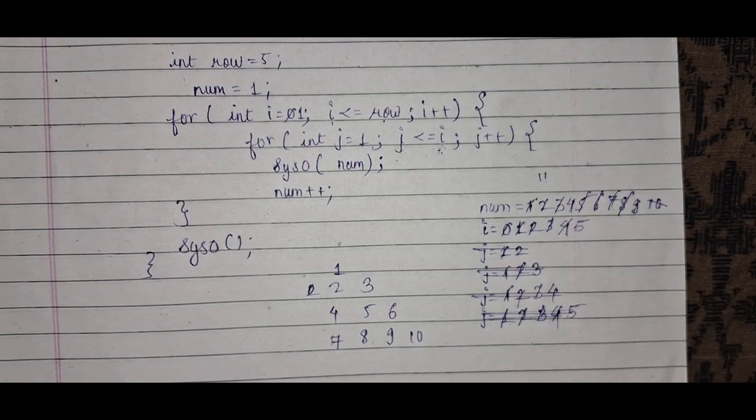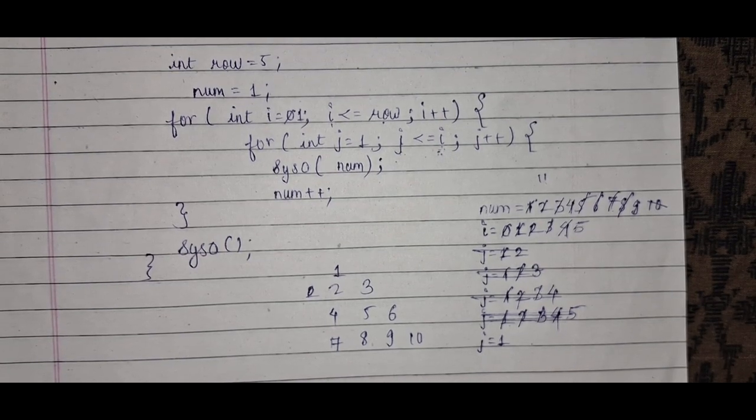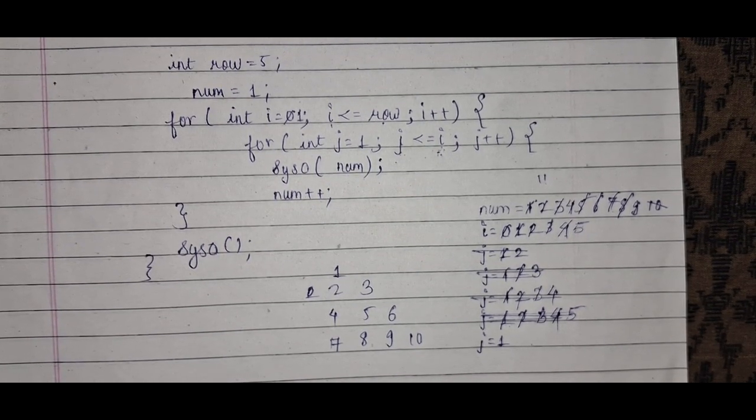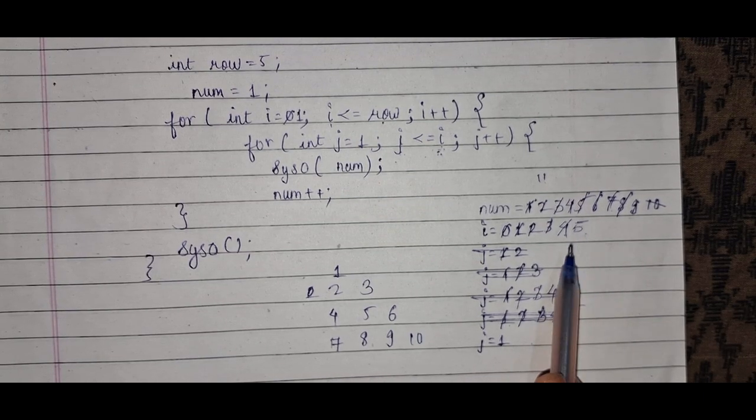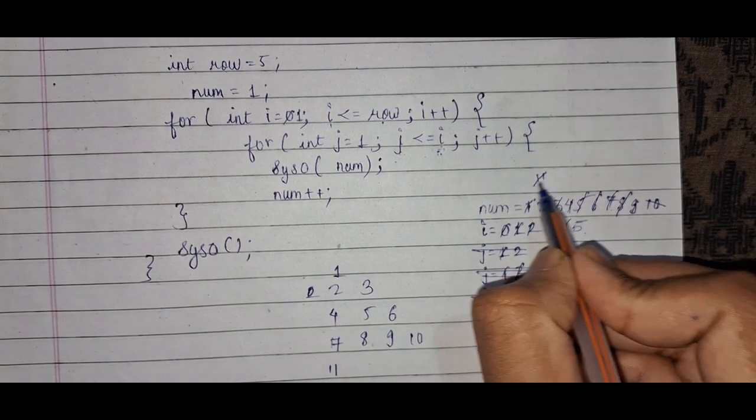Now it will enter into the inner loop, and j's value has been initialized by 1. Now it will check the condition. Is 1 less than or equal to 5? Yes, it's true. Then it will print the num and update the num by 1.